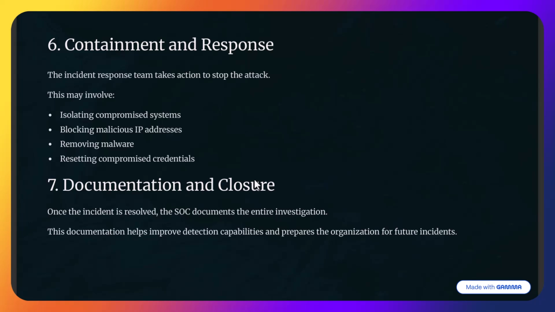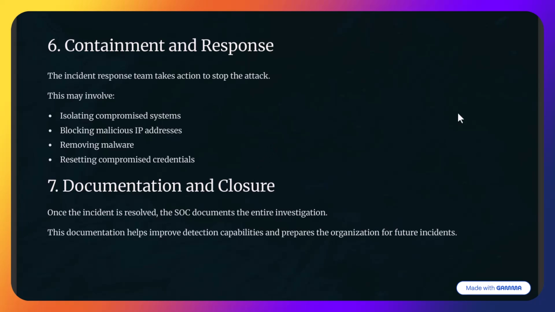Two, blocking malicious IP addresses. If the attacker is communicating with the network from a known malicious IP address, that IP can be blocked. Removing malware. Security teams remove malicious software from infected systems. Resetting compromised credentials. If attackers have obtained login credentials, those passwords must be reset immediately. The goal here is to stop the attack and restore the environment to a secure state.